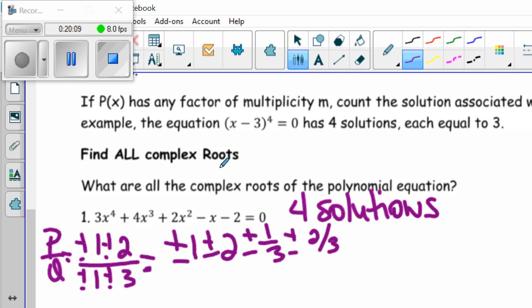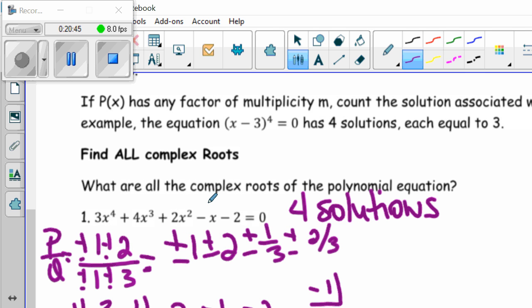So those are my options, right? So again, I need to just trial and error, pick one, okay? So this time I don't know that my low one or my high one aren't going to work. So I will start with positive 1. I'm just going to check positive 1 and see if it works. So my coefficients, 3, 4, 2, negative 1, negative 2. And 3 down, so 3, 7, 9. This isn't looking very promising. Nope, didn't work.